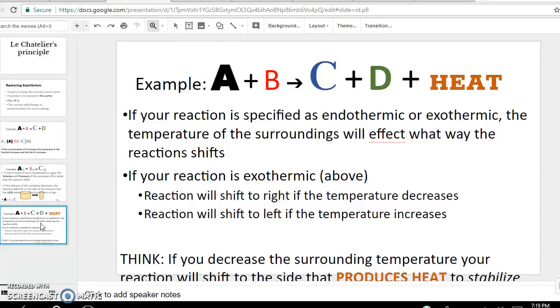The reaction will shift to the left if the temperature increases. If the temperature becomes too hot, the reaction will favor the side that does not produce heat and will suck up all of the heat to decrease the temperature. If you decrease the surrounding temperature, your reaction will shift to the side that produces heat to stabilize the environment.